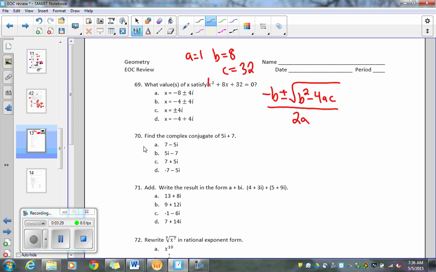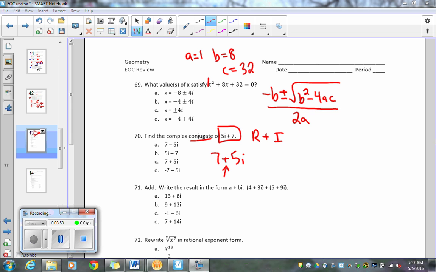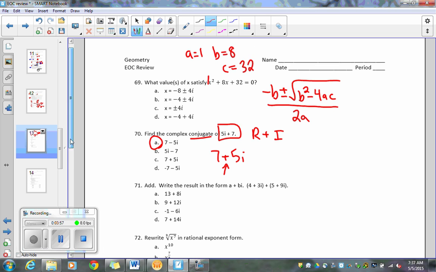All right, question number 70, find the complex conjugate of 5i plus 7. The first thing you're going to have to do is rearrange this because it goes real number plus imaginary number. So that's 7 plus 5i. The conjugate means the opposite. So basically all we're doing is taking the opposite of our imaginary number. That means my answer is 7 minus 5i.